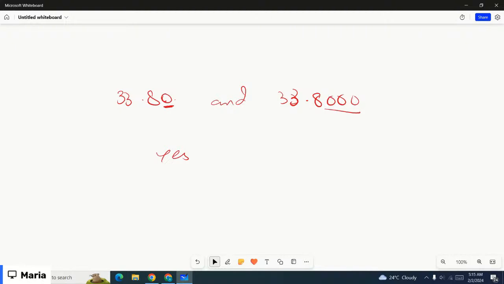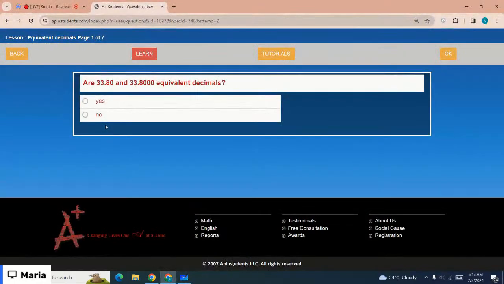So any number of zeros you can add. They are exactly equivalent. Or even you can write without 0, 33.8. They all are exactly equivalent. Got it? The correct option is yes. Option number 1 is the correct option. Got it?